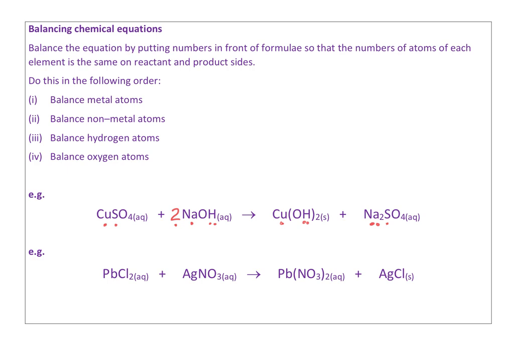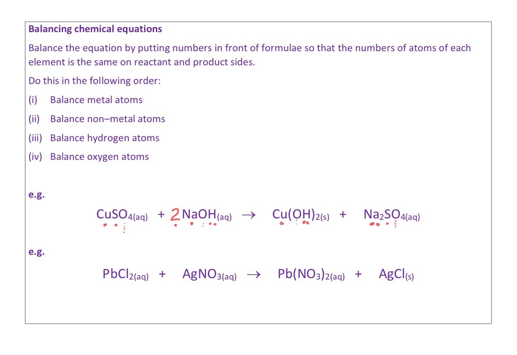And then finally, we'll do the oxygen. We've got 4 oxygen here, and we've got 1 there. So that's 5. Oh, sorry, we've got 2 here because there's 2 of those. So that's 6. We've got 2 oxygens there because there's 2 of everything in the brackets. And we've got 4 here, so we've got 6. So that's it. That's all we needed to do to balance that equation.